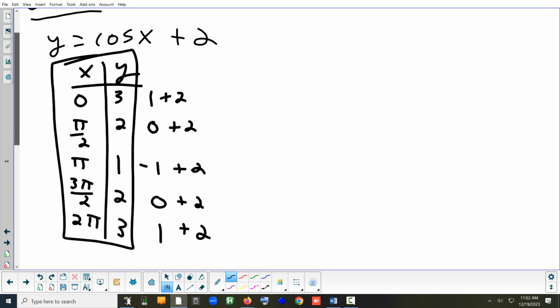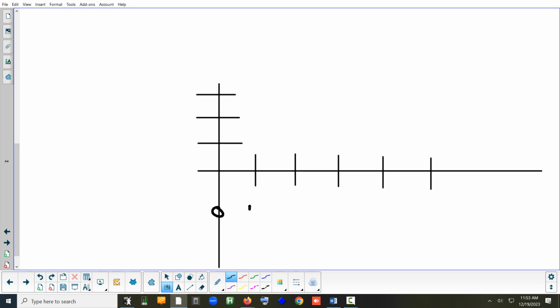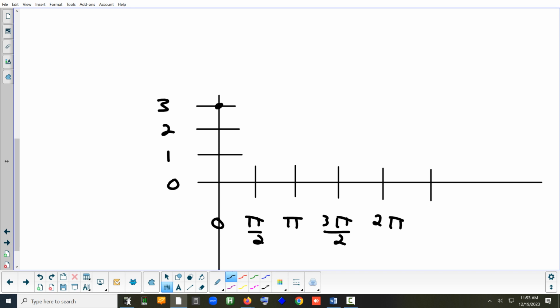Now let's do our sketch. The x values are all equally spaced. Let's use those as our labels on the graph. 0, pi over 2, pi, 3 pi over 2, 2 pi. All right, and we got 3, 2, 1, 2, 3. That's good enough. So that's the cosine function. It's been shifted up 2.